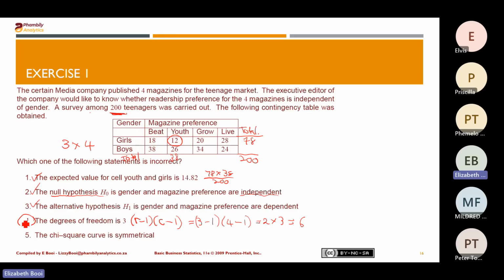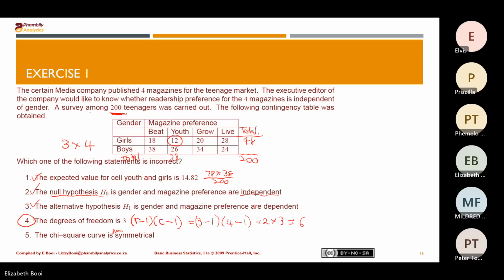I think on this question, this should have been unsymmetrical, because a chi-square curve is not symmetrical. It's right skewed.